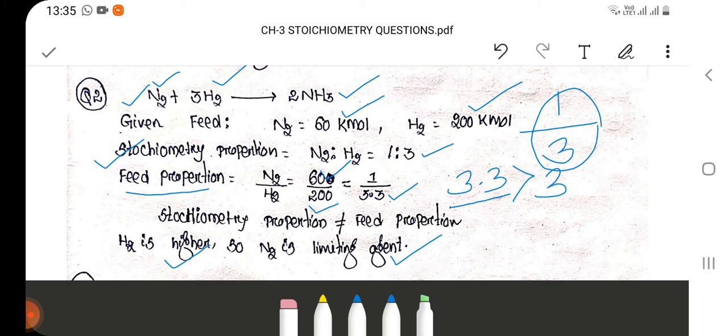While calculating the limiting agent, we have to always see in the feed mixture whether the component is higher or lower. If the component is higher, then that is the excess agent, and if the component is lower, then that is the limiting agent. Let's come to the next example.